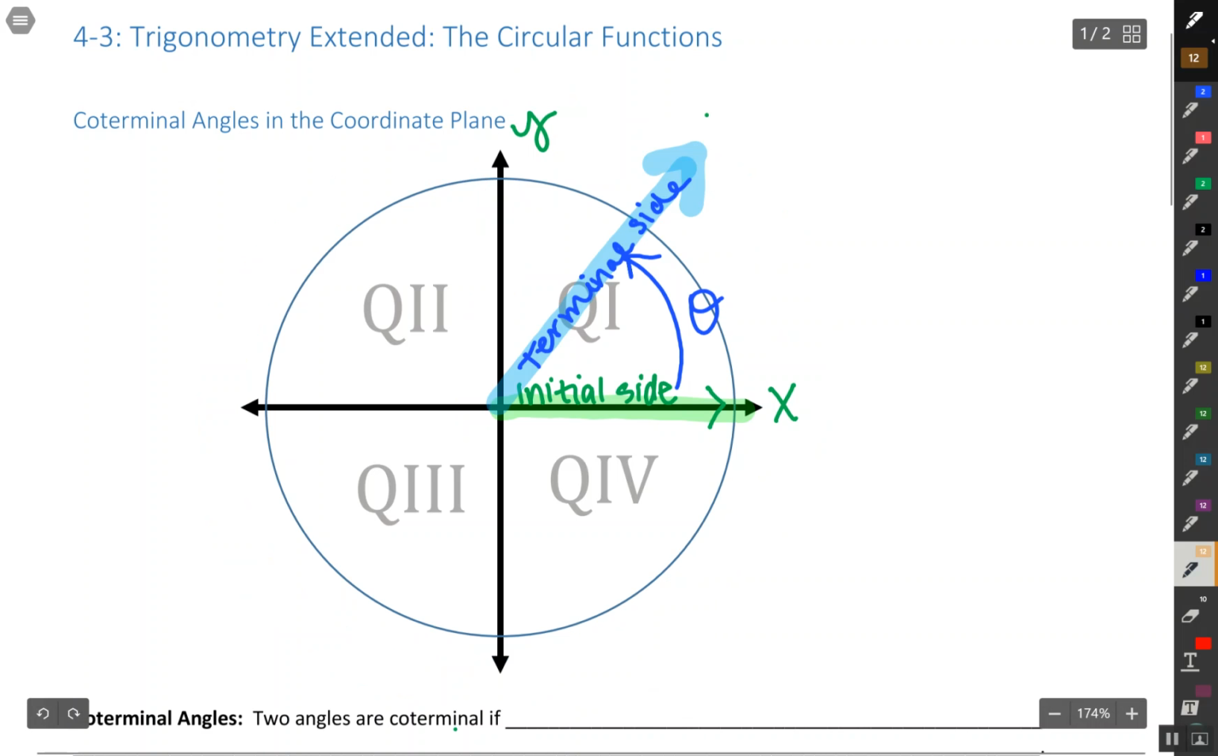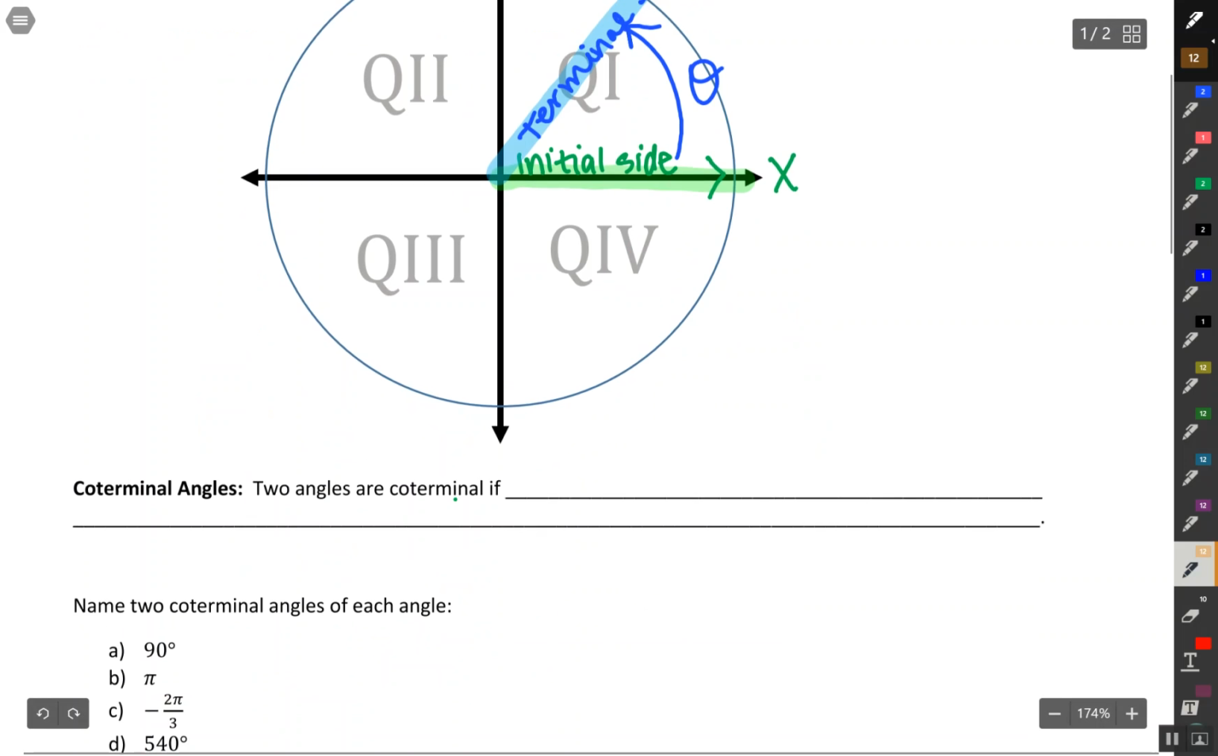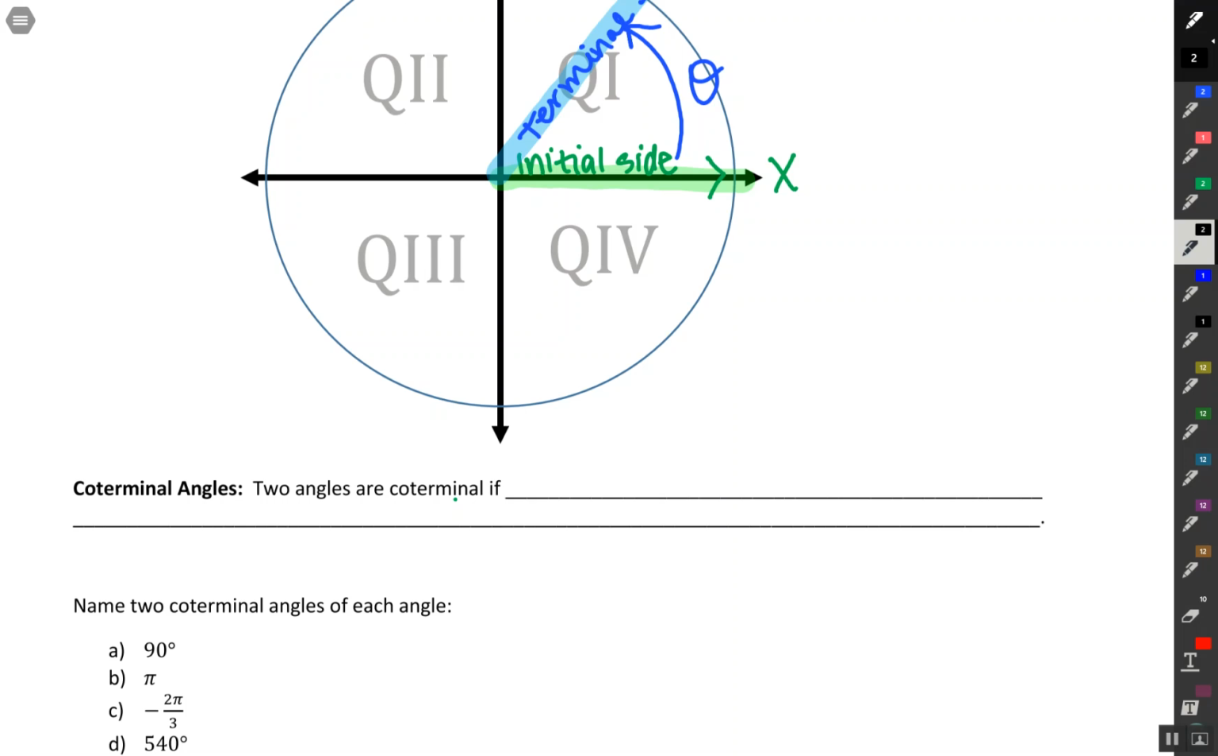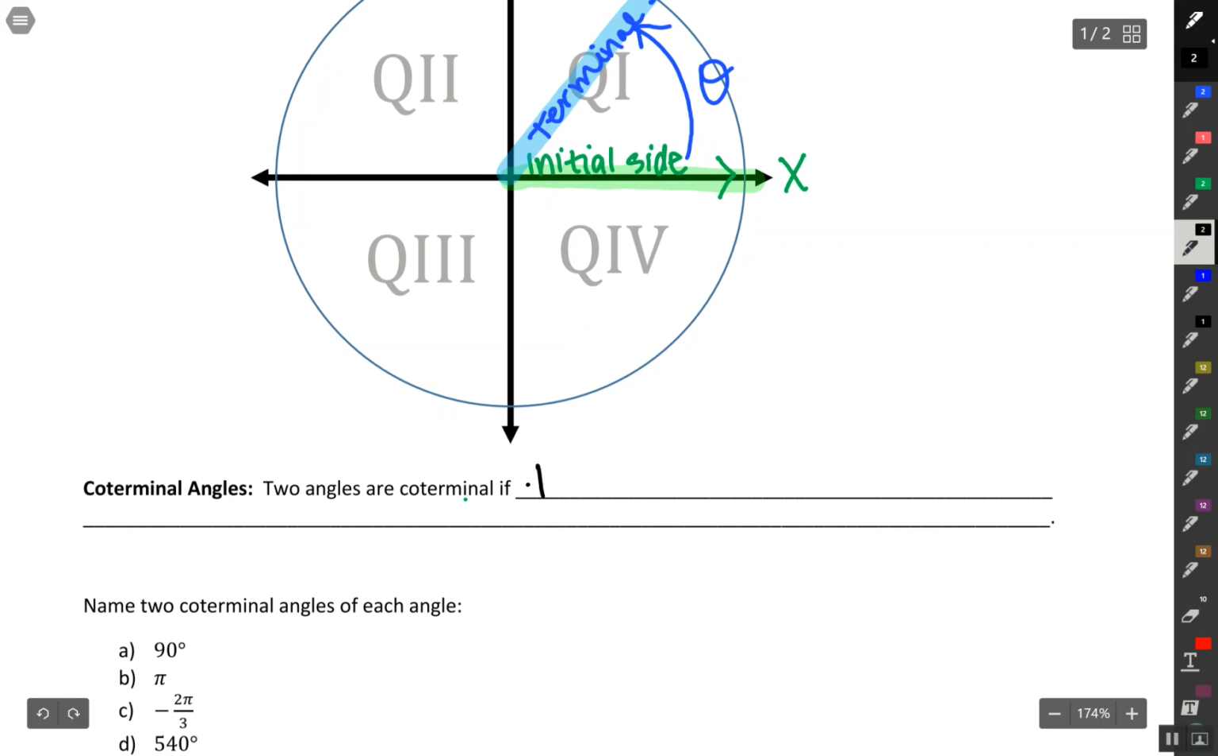So that's where we start to get into this idea of coterminal angles. You can have multiple angles where the terminal side lands on the same spot. In mathier terms, two angles are coterminal if they share the same terminal side.